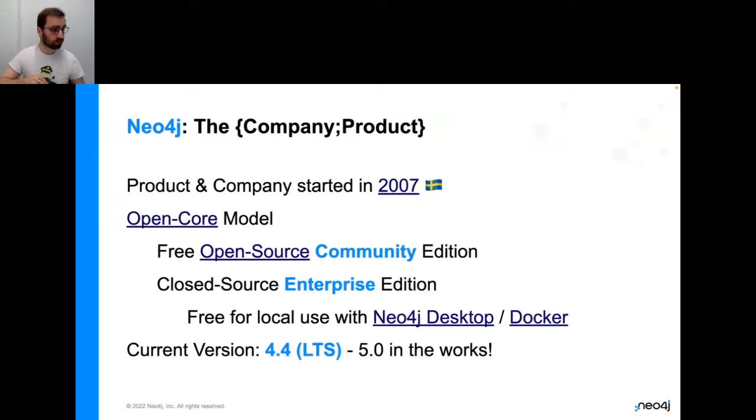And the current version is 4.4, which is a long-term support version. And we are going to release 5.0 later this year. We are hard at work on this. So you can enjoy it already: just download Neo4j Desktop, use Docker, whatever way fits you best, and you will be able to get started with Neo4j. In my case, I will use Neo4j Desktop.